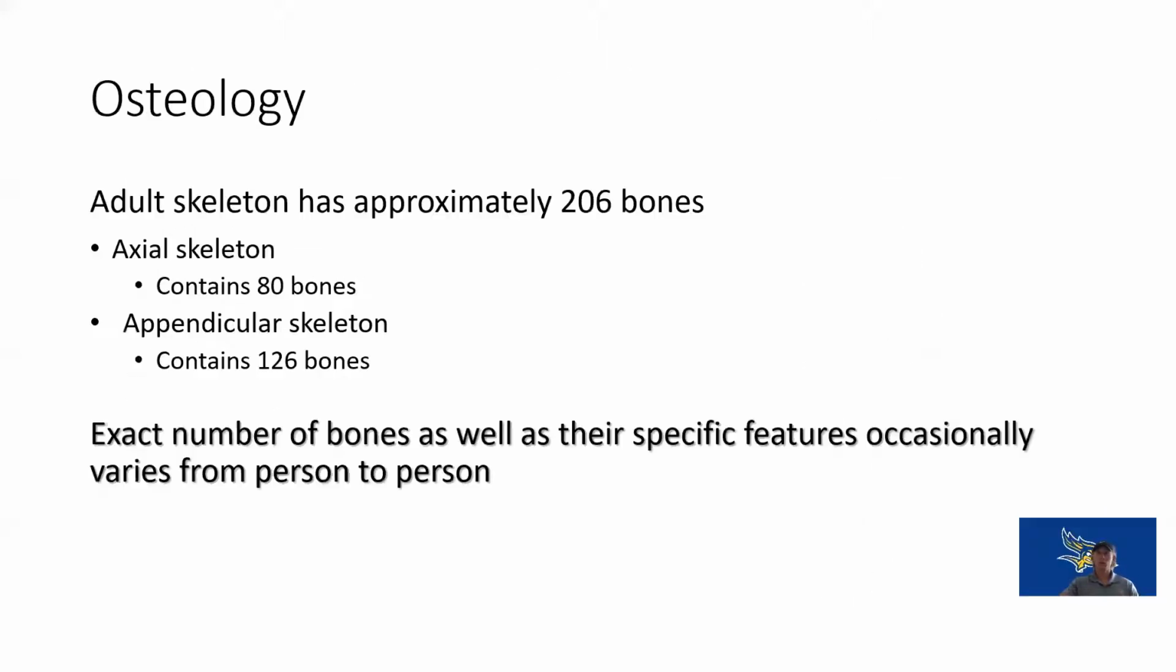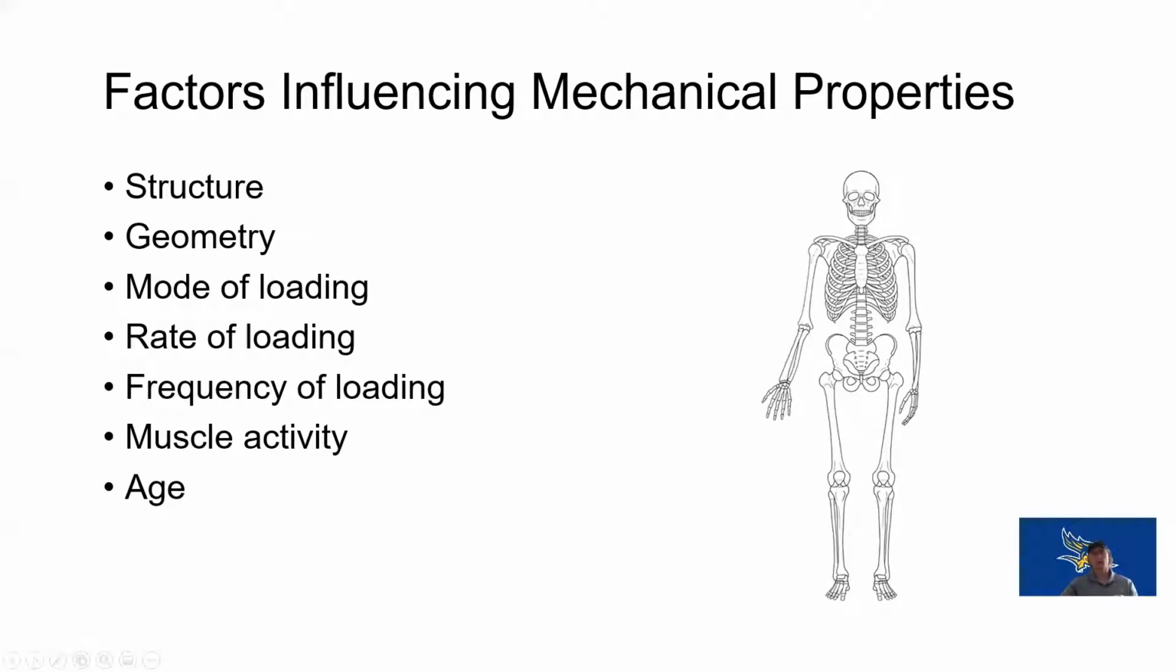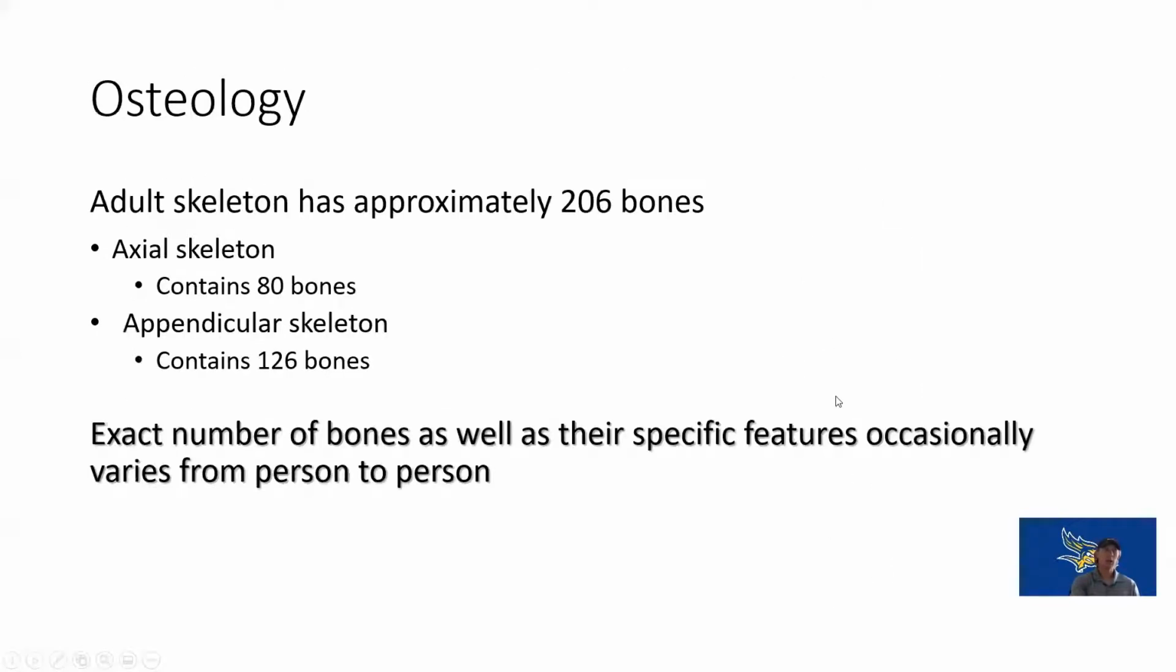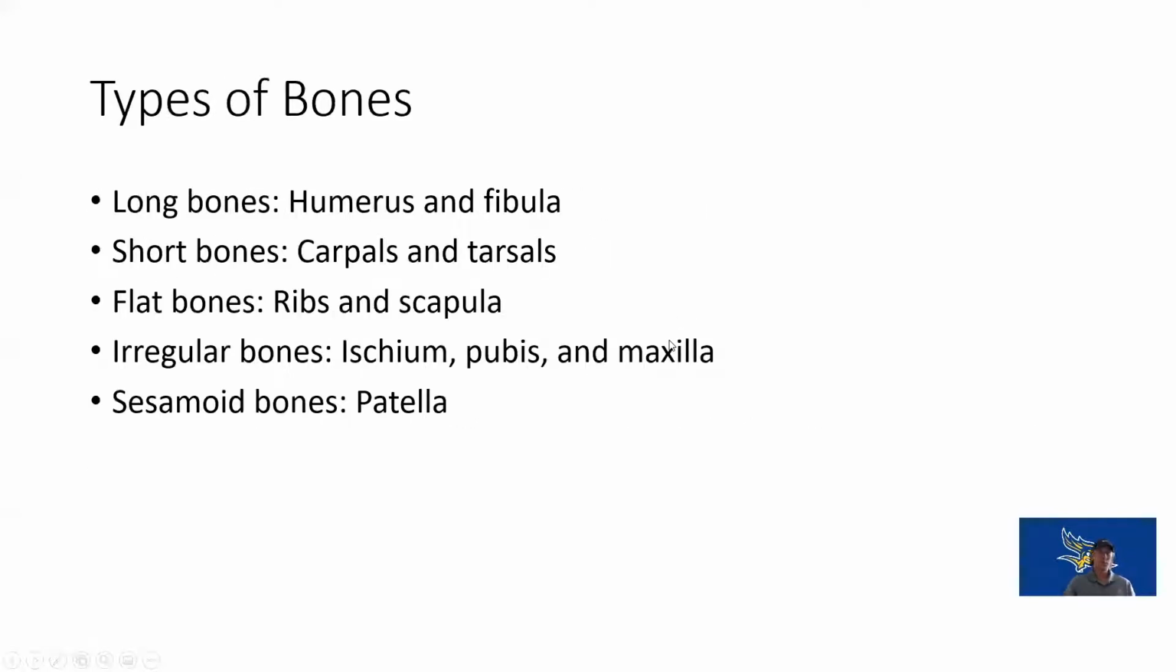Bone is not different. So in our skeleton, we have about 206 bones. 80 of them are axial bones. So if we look back, axial is our trunk, our skull, our midsection. So think ribs, vertebrae, skull, and then our appendicular skeleton is our extremities. So think arms, legs, hands, feet, upper arm, lower arm. Sometimes there are some slight differences within this total number of bones, but on average, most people, textbook-wise, you're at 206 bones.